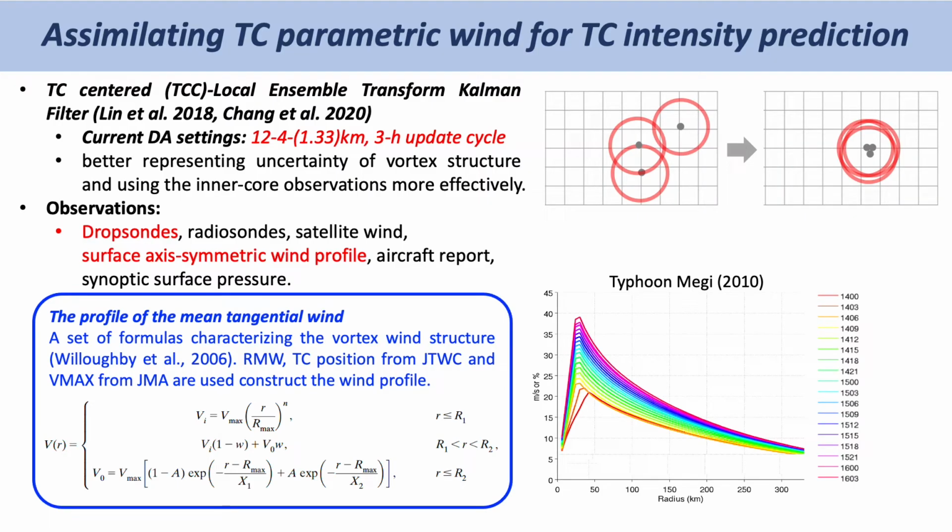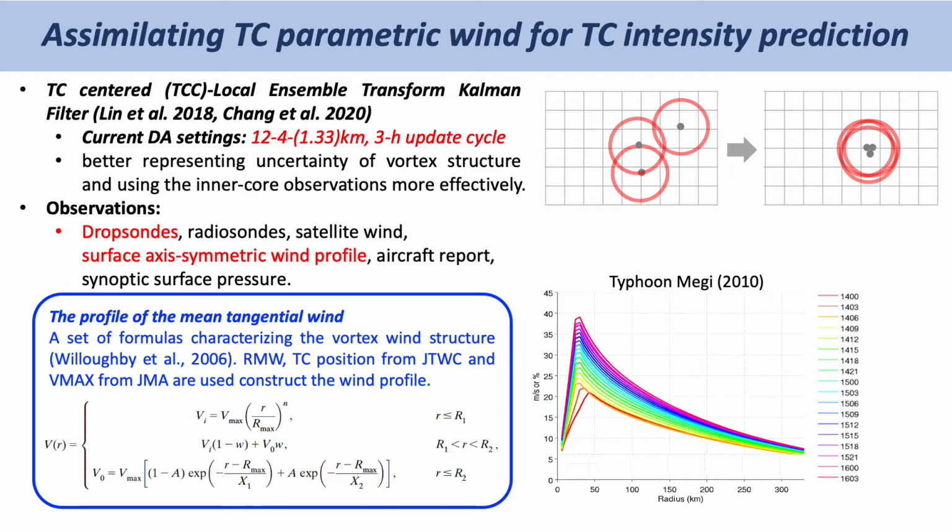For the last topic, I want to briefly present that we plan to include R-wind data in our TC-centered assimilation framework. The TCC-LETKF framework is developed to better represent the uncertainty of vortex structure and use the inner core observations more effectively. The main idea is to relocate the TC in each member of the ensemble to the observed location so that the large uncertainty due to the displacement of the TC location can be avoided.